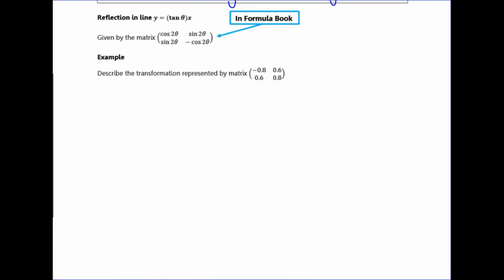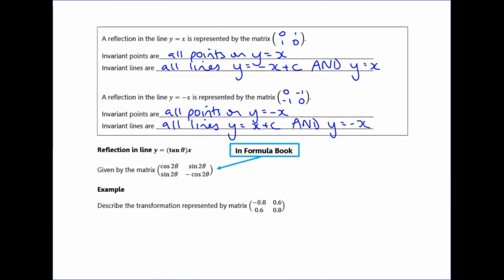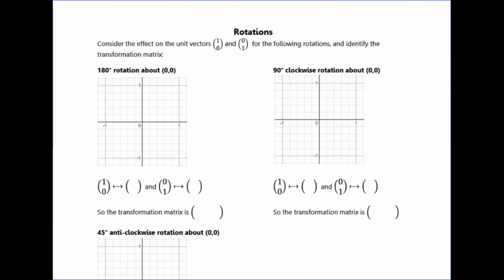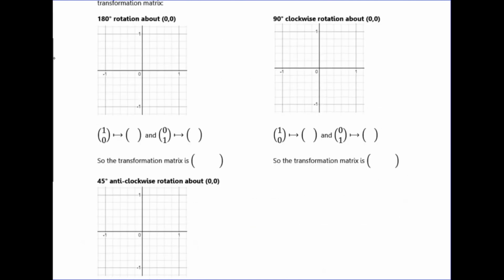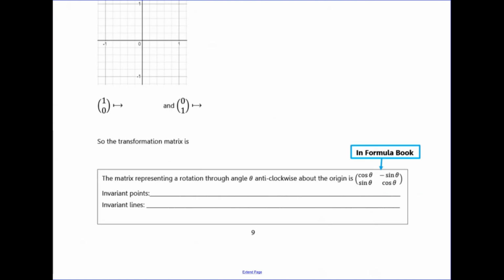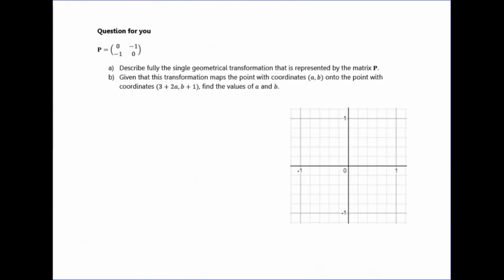But you can do reflections in any lines. There's a formula for this in the formula book. Now, you've got to be really careful with this because there's two formulae in the formula book. There's a formula for reflecting in any line, and there's a formula for rotating around the origin. They look very, very similar, but they are slightly different. Okay, so this is the one for reflection in the line y equals tan theta x, and this is the one over here for the rotations around the origin. They're very similar, so you've got to make sure that you choose the correct one.